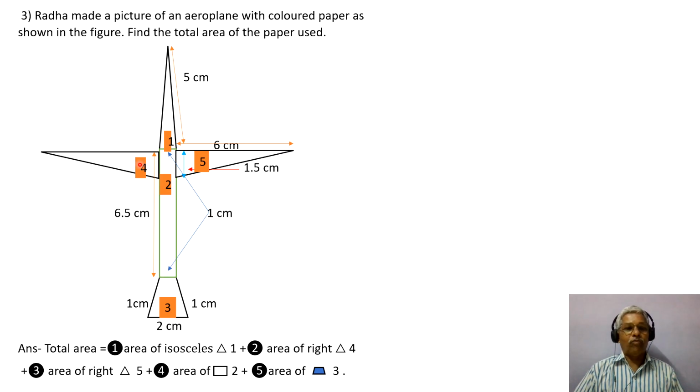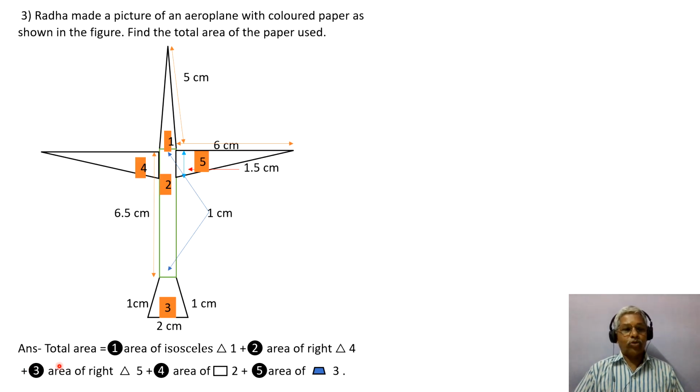Now 2 wings, 4 and 5, they are the same. So dimensions are here. This is 6 centimeters, that is height, and base is 1.5 centimeters. So we can calculate the areas of all these triangles, rectangle and trapezium, and then add.